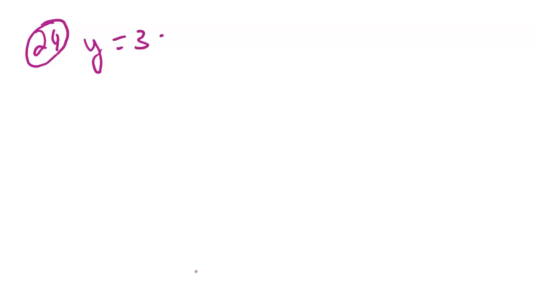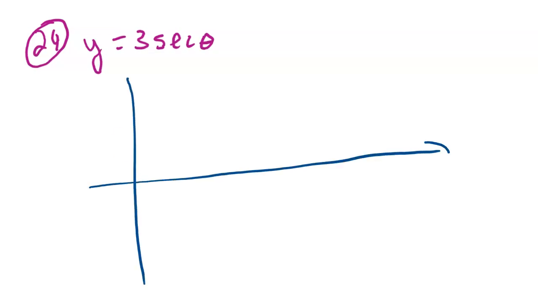Y is equal to 3 secant theta. Draw this. Okay, so secant is 1 over cosine of theta. I guess I can put a 3 out there. This is 3 times 1 over x. Remember, x is cosine theta on the unit circle. This does have a period of 2 pi.